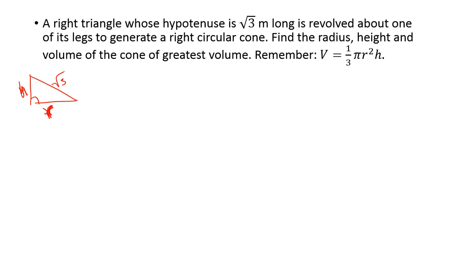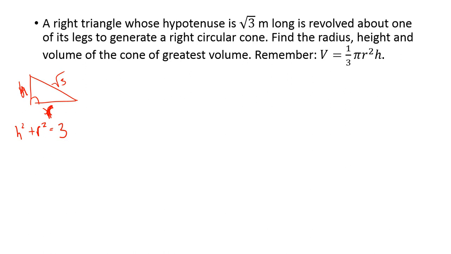And so what we'll do is find our constraint for our h and r. Well, it's going to be h squared plus r squared equals 3, and that's by the Pythagorean theorem, a squared plus b squared equals c squared. So when we revolve it around, this is our constraint.